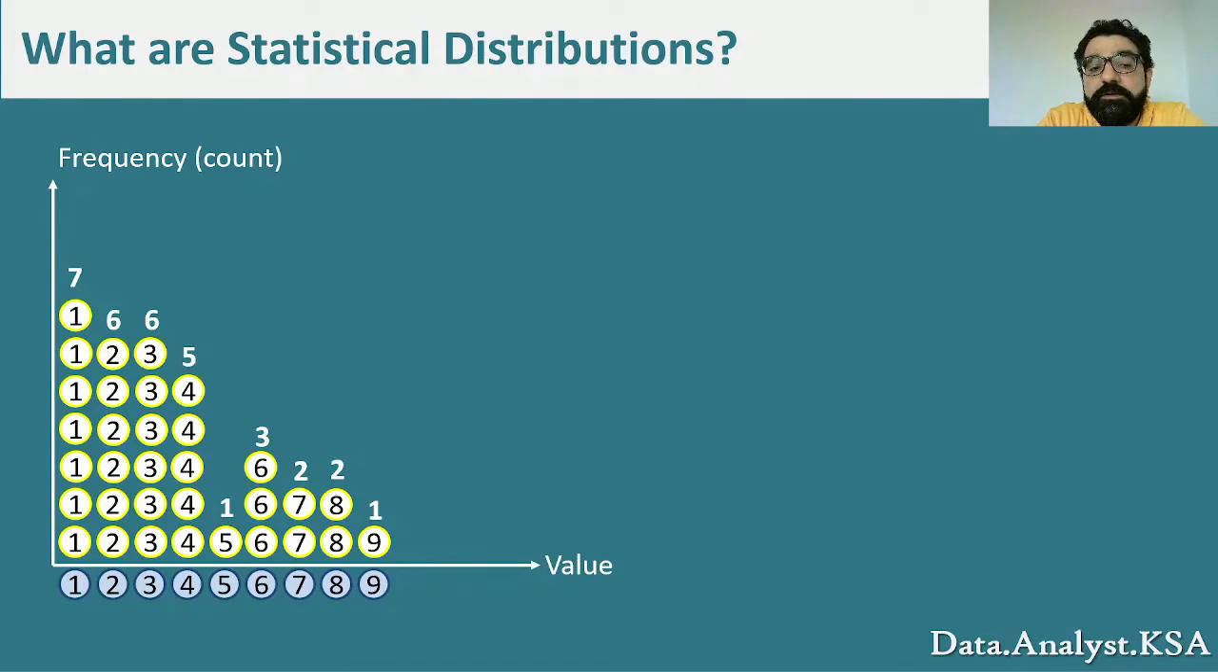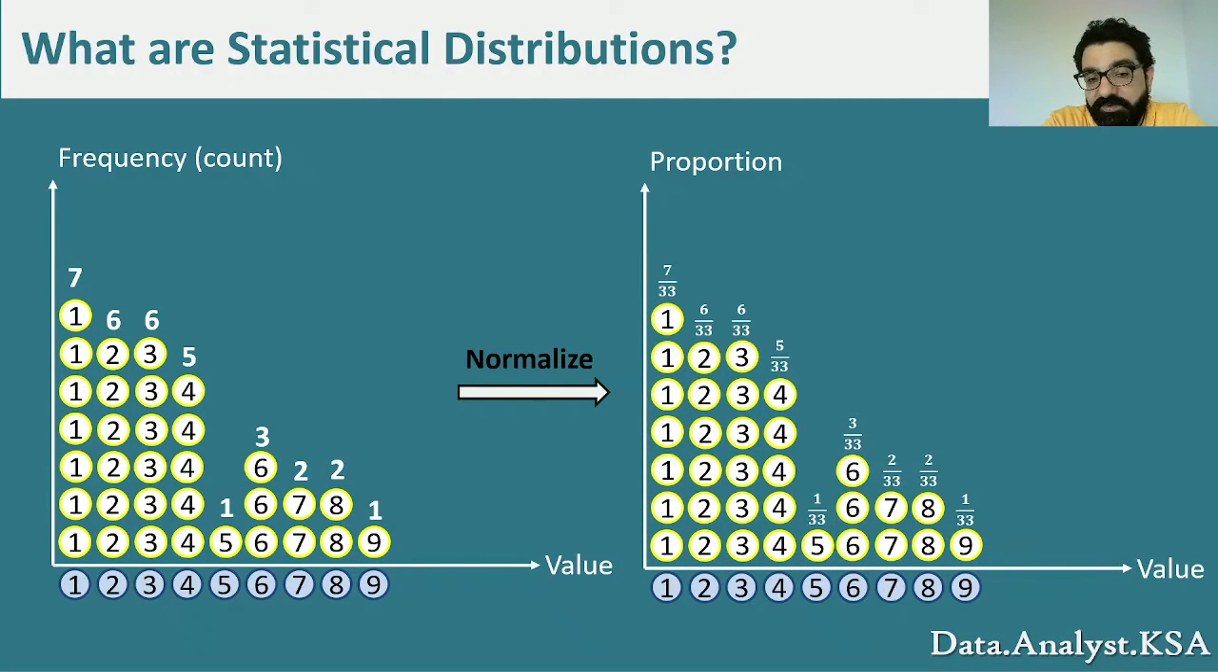Now if we go one further step and normalize this measurement, so instead of saying 7, we want to say that we have a total of 33 balls in our sample, and 7 over 33 of them are ones. 6 out of 33 of them are twos. 6 out of 33 of them are threes, and so on.